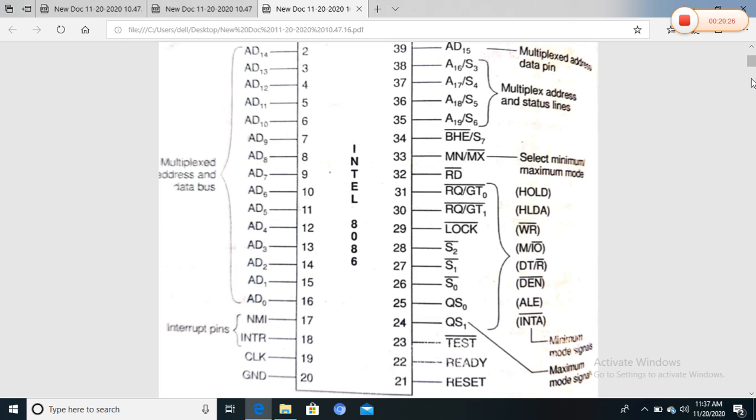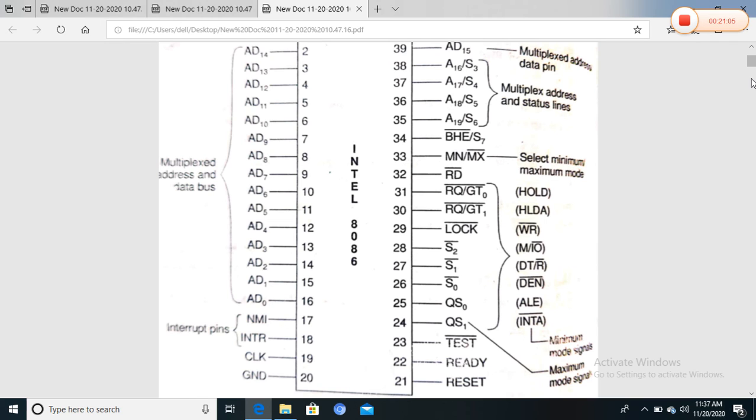Next signal is M/IO bar. These are all minimum mode pins, 24 to 31. M/IO bar, memory input output. This signal is used to distinguish memory access from input or output device access. When this signal is low, it indicates that the CPU is performing an IO operation, and when this signal is high, it indicates that the CPU is performing a memory operation.